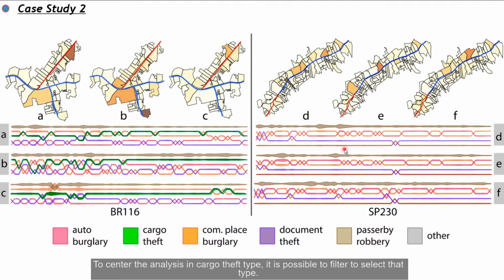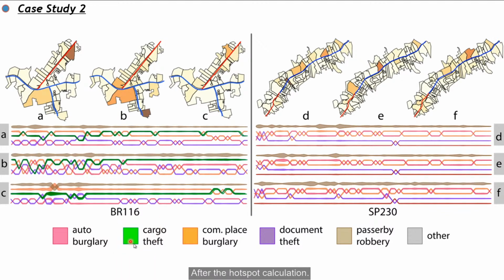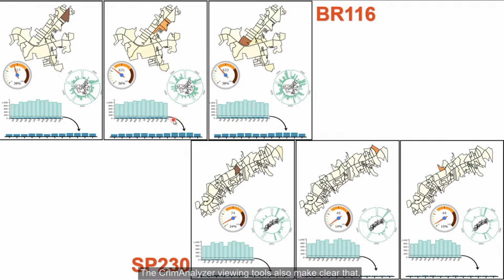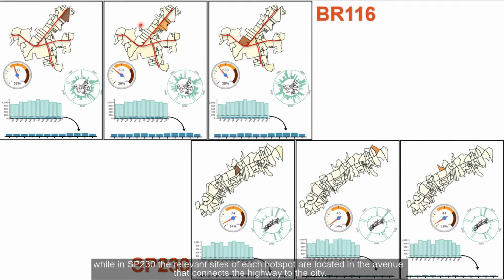To center the analysis on the cargo theft type, it is possible to filter to select that type, filtering the data such as hotspots, and all the views are updated to depict only information related to the selected crime type. After the hotspot calculation, the Crime Analyzer viewing tools also make clear that in BR-116, cargo theft takes place mainly along the highway, while in SP-230, the relevant sites of each hotspot are located in the avenue that connects the highway to the city.